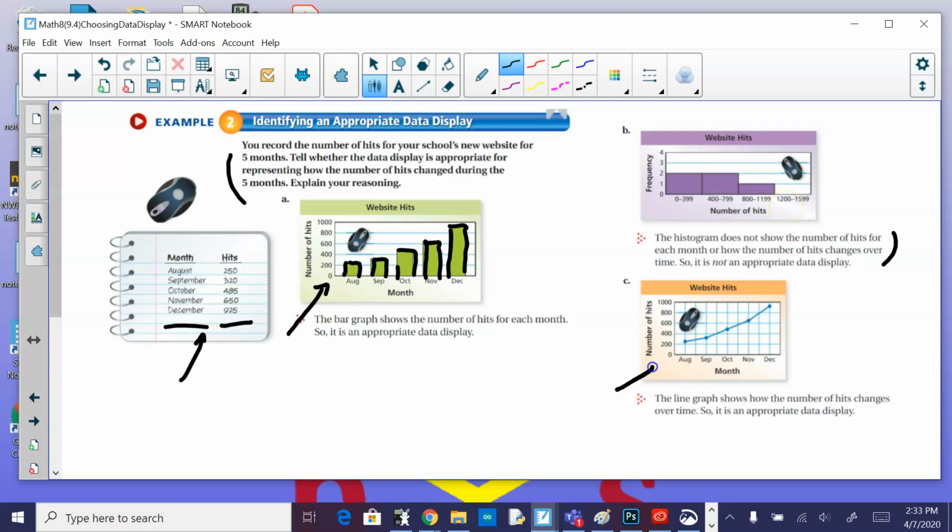Okay, and this one, this is good. This is a line graph. Here we start at 0. We go up by some fixed intervals, and we're going out here at some fixed month intervals and using the line graph to show how it changes. So this is also a good representation.